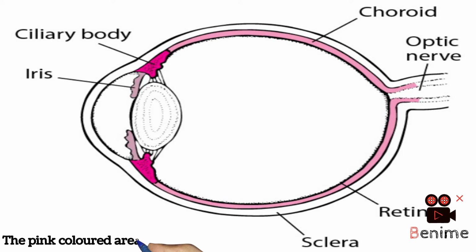The rods are more numerous towards the peripheral part of the retina. The rhodopsin is a photosensitive pigment, okay, that is responsible for bright color vision.